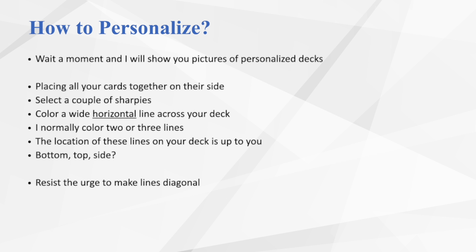We're going to place all your cards together on their side. Select a couple of Sharpies and color a wide horizontal line across your deck. I normally color 2 or 3 lines. The location of these lines on your deck is up to you. It can be the bottom, top, or the side. Finally, resist the urge to make lines diagonal. You want to make them horizontal, straight across.